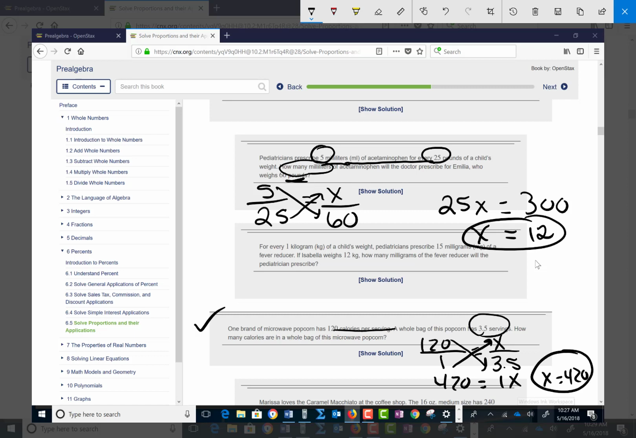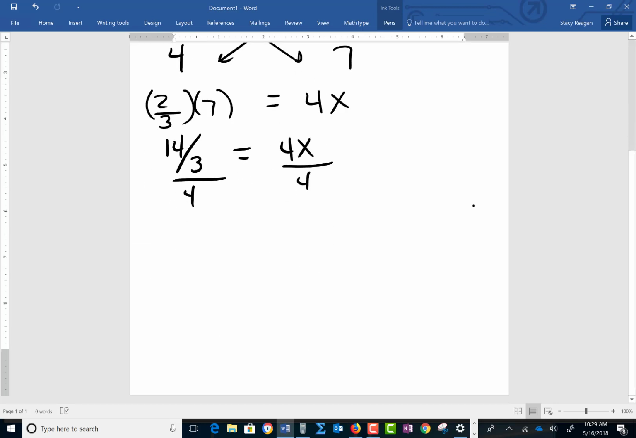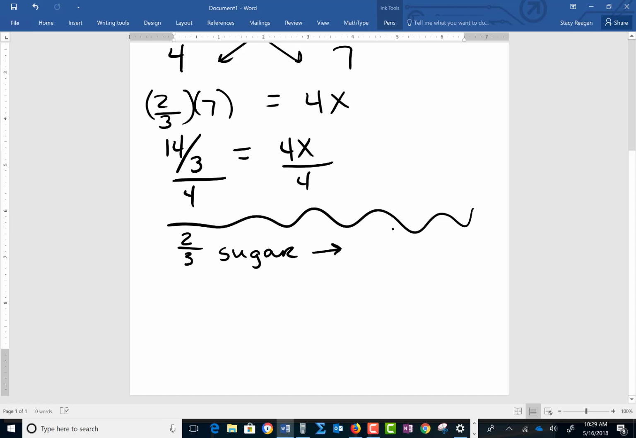This is a great application if you were trying to, let's say, change recipes so that you had different kinds of servings. So let's go back to a clean piece of paper here. Let's suppose you had a recipe, and in the recipe said that it provided for 8 servings, and you had 2/3 of a cup of sugar. And you wanted to change it so that for your recipe, it did 10 servings instead of 8 servings.